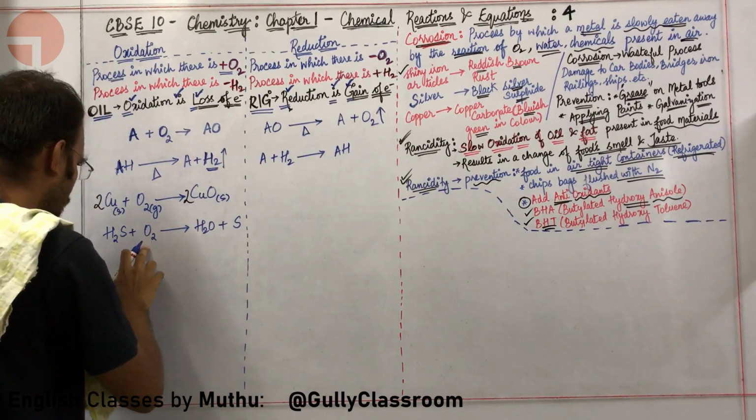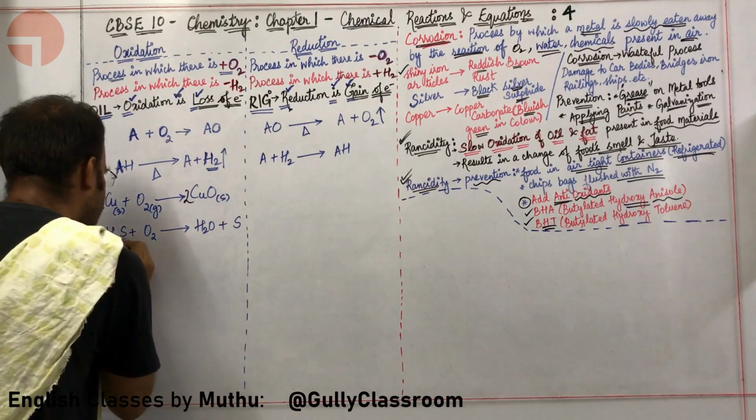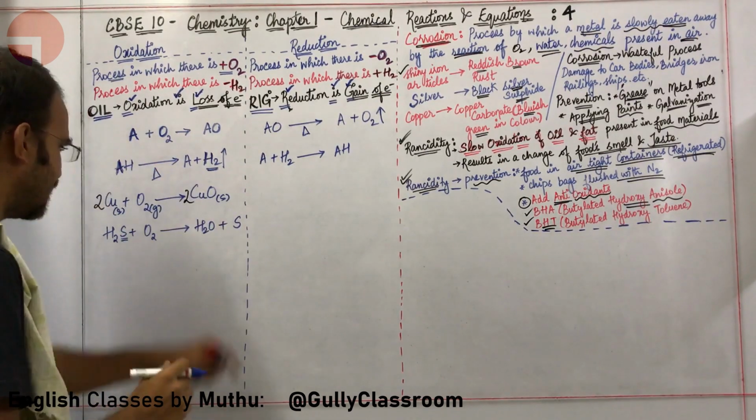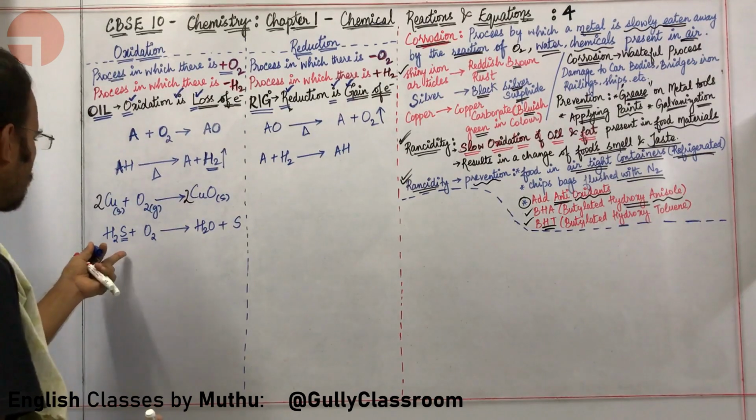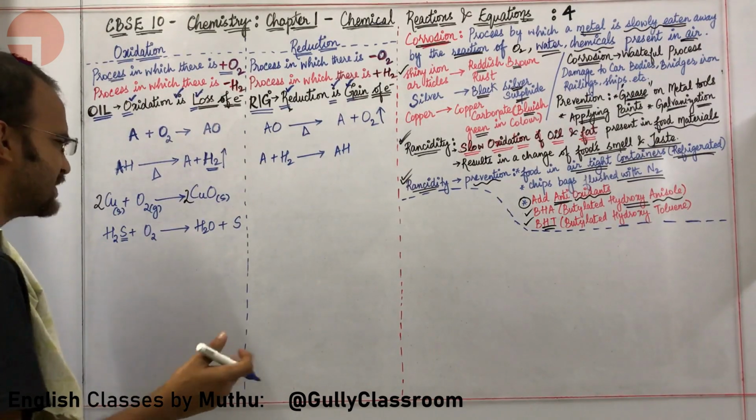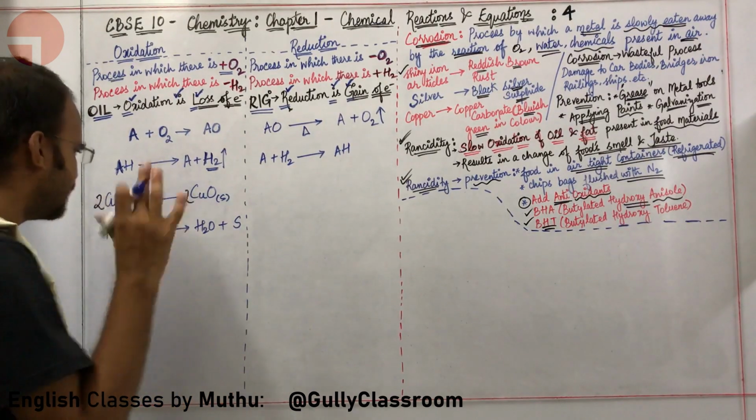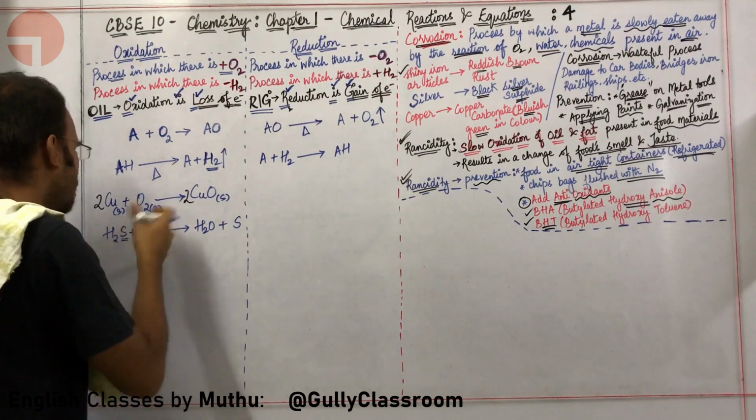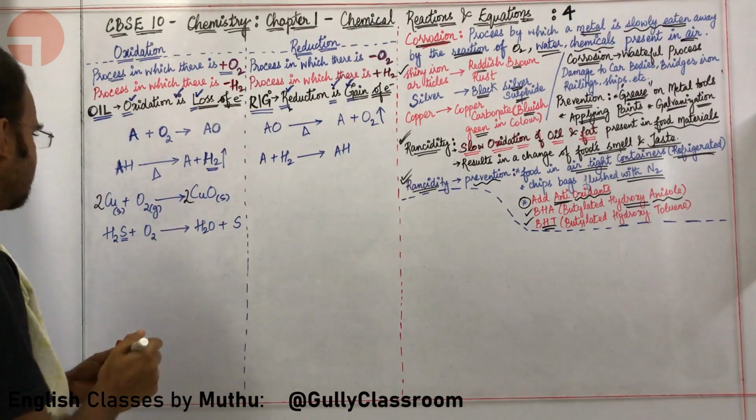Oxygen, what will it do? It will go here, replace sulfur and form water. Sulfur will be sent outside. This can also be called a good example of a single displacement reaction, right? But anyway, addition of oxygen here is simply oxidation.